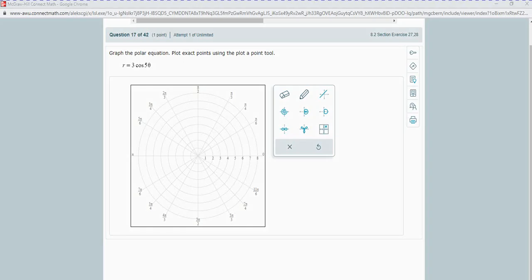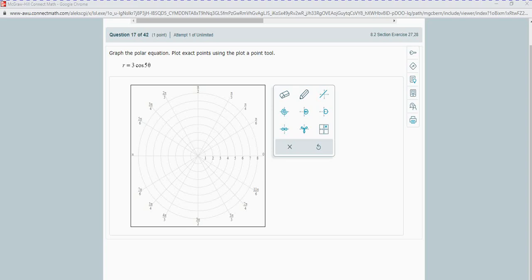In this video, I'm going to demonstrate how to graph a particular polar graph in the Connect and ALEKS systems. Our directions are to graph the polar equation and then plot exact points using the plot a point tool. The equation is r equals 3 times the cosine of 5 theta. And I want you to pay attention to that second sentence in the problem description.